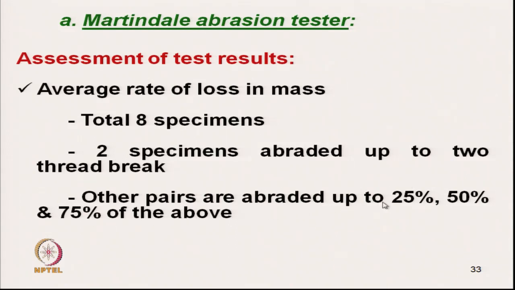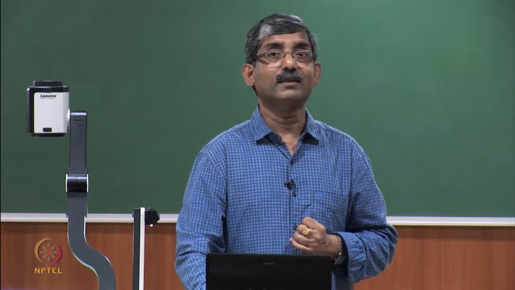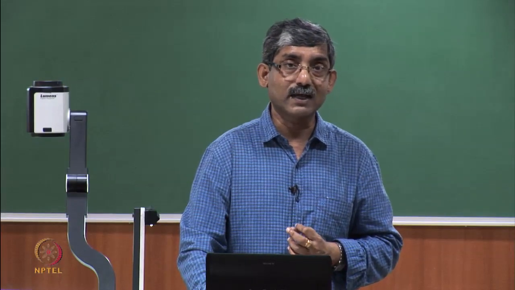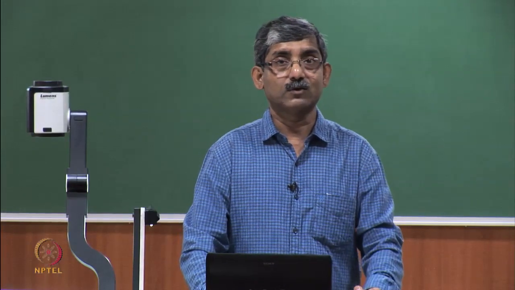Other pairs are abraded to 25%, 50% and 75% of the above, meaning suppose 2 threads are broken after 1000 cycles. Then we will test up to 250 cycles, 500 cycles and 750 cycles. So, there are 4 pairs. The other 3 pairs are 2 specimens for 250 cycles, 2 specimens for 500 cycles, and the third pair for 750 cycles.